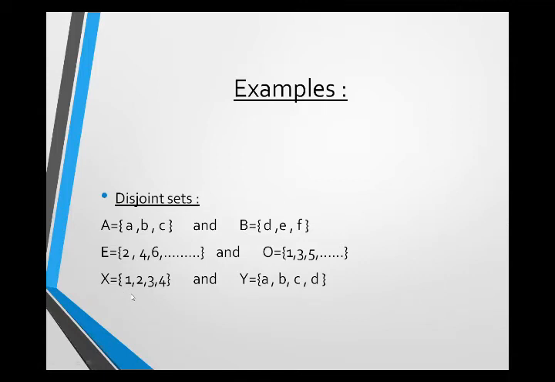The third example of disjoint sets: if we have a set X equals 1, 2, 3 and 4, and a set Y equals a, b, c and d. As you can see, set X has numbers and set Y has alphabets, so there is no comparison between the two sets. No element is common in both sets, so this is also an example of disjoint sets.